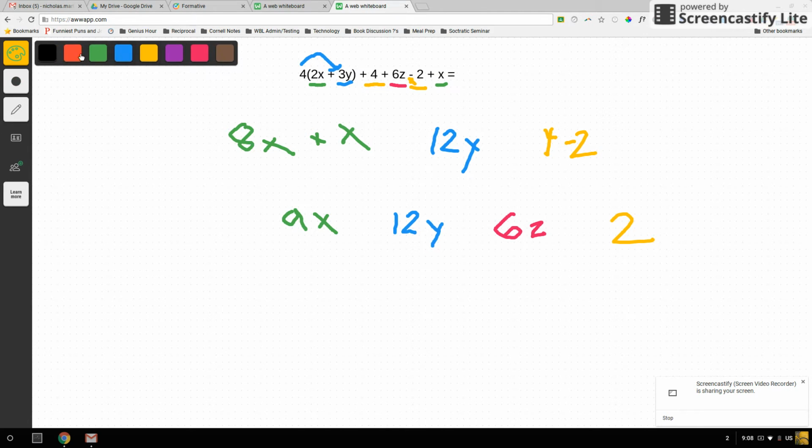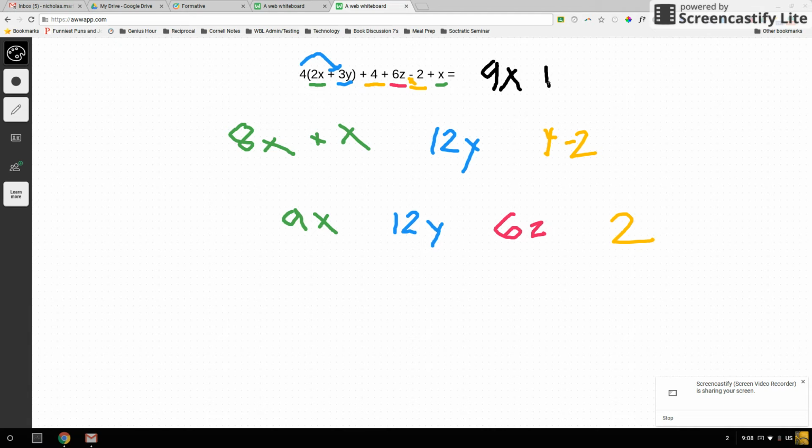Now my last step is just to write it as an equation, which would be 9x plus 12y plus 6z plus 2. And that's our goal. Our goal is to combine everything and work it down to just one number that's attached to each variable. So I hope that helps. If you don't understand it, go back and watch me walk through these problems a few more times, and good luck on your check-in.